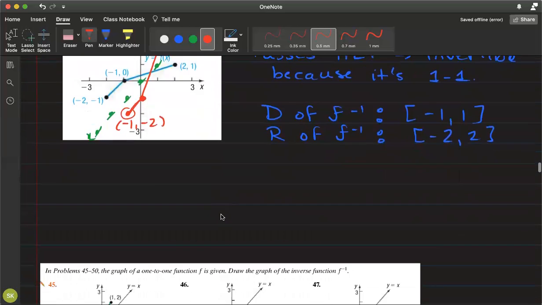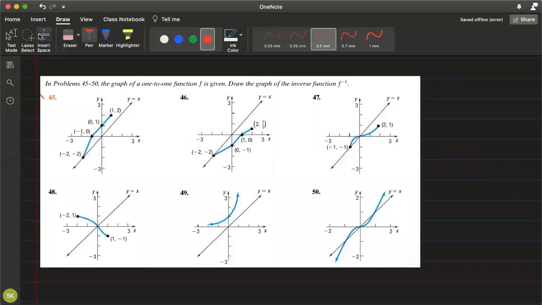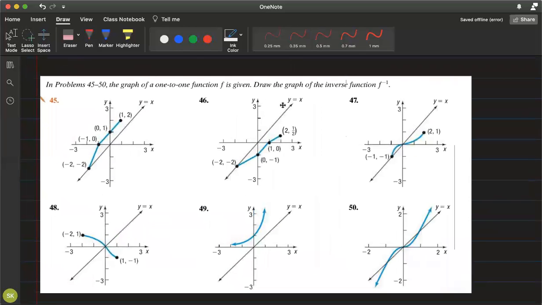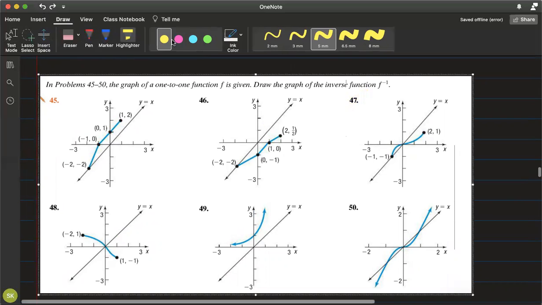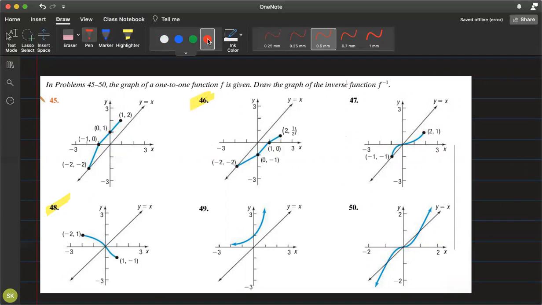Okay, let's move on. Here I have some more pictures. These are actually pictures from the book. I'm going to make it a little bit bigger here. And let's just do a couple of them. Let's go with this problem. Actually, not that problem, because usually the odd problems are problems in the homework that you'll have to turn in. So 48, and let's also do maybe this one, 46. I'm going to draw the inverse function in red. So in these problems, the graph of a one-to-one function is given. Draw the graph of the inverse function.